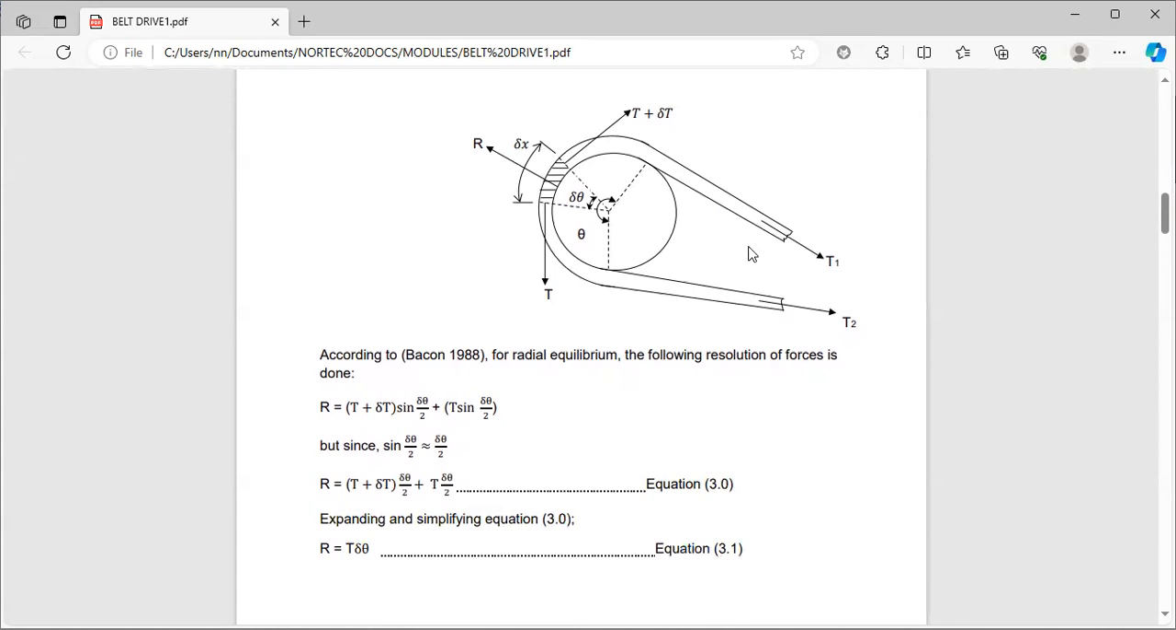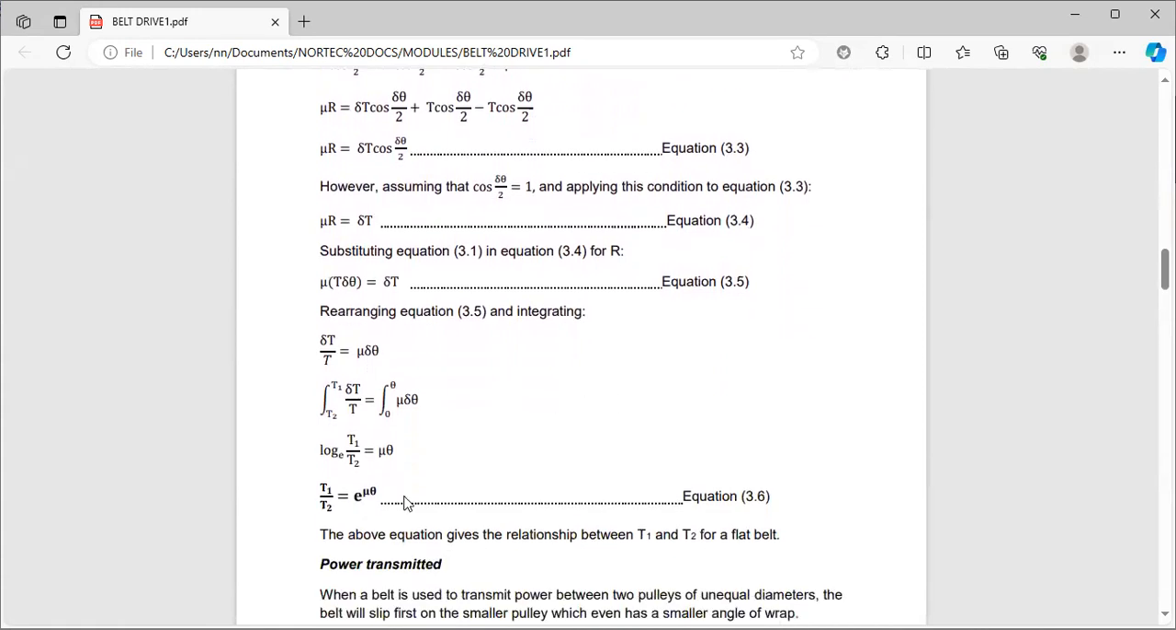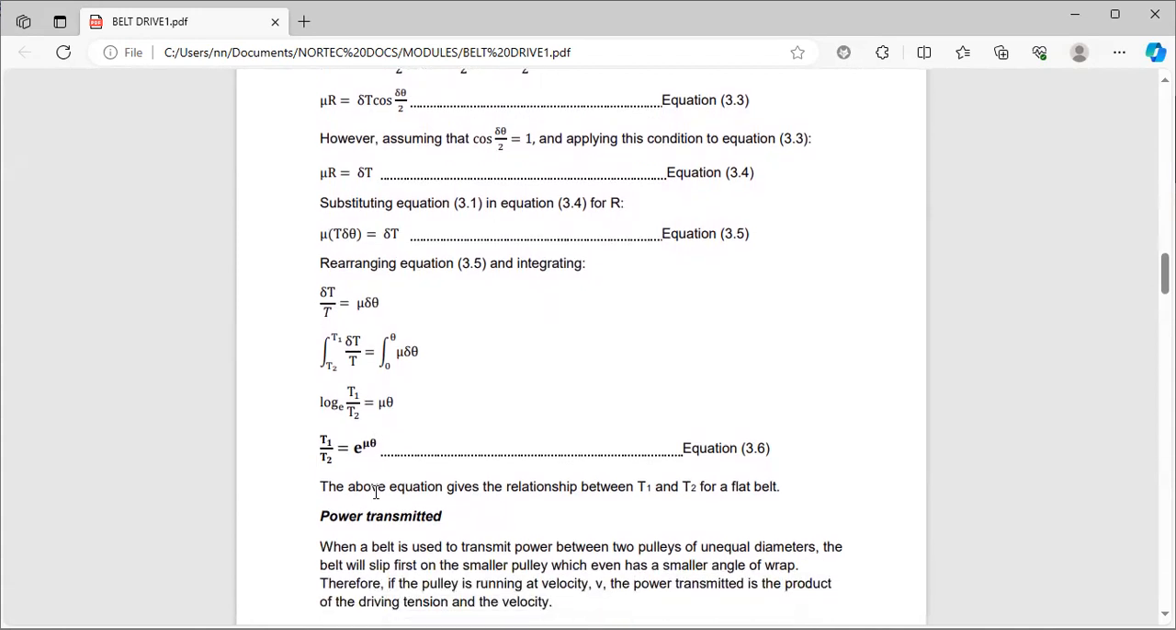Now here, when you do the resolution, our focus is on this formula we have below here, which is the relationship between T1 and T2. So the ratio between the tension on the tight side and that on the loose side is given by e raised to power mu theta. The factor mu represents the coefficient of friction between the belt and the pulley. Then theta is the angle of lap, meaning you look at the angle the belt is contacting the pulley. That is the angle of lap.